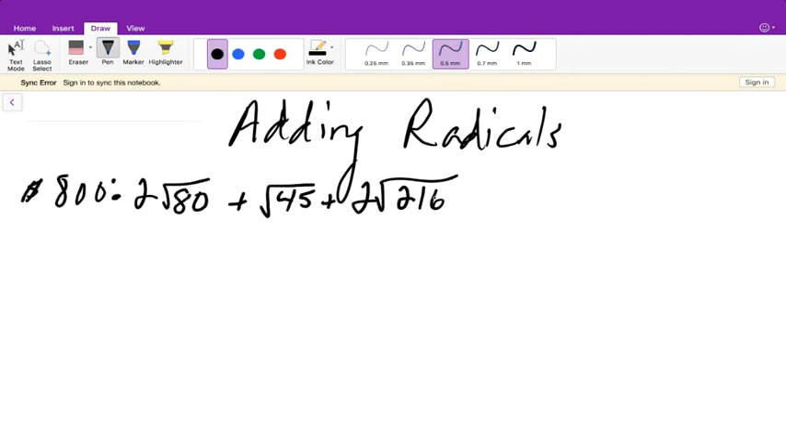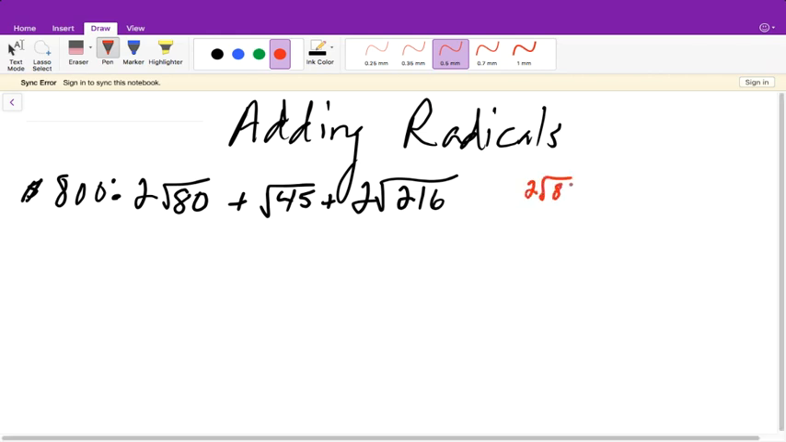All right, so for this problem, same thing. Look and see first, do we have any like radicals right away that we can combine? No, we don't. So we need to see, can we simplify them? Well, 2 times the square root of 80. I know a perfect square that goes into 80 is 16, and 16 goes into it 5 times, so I can rewrite it as 16 times 5.